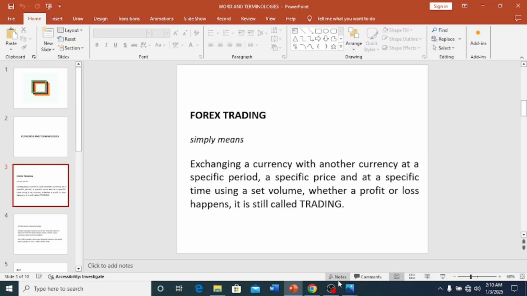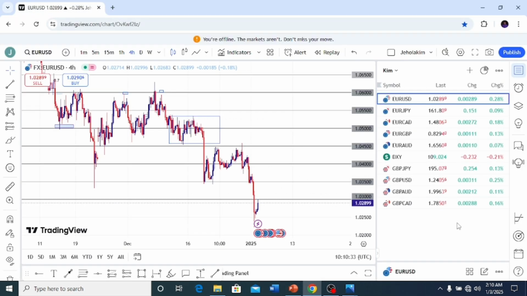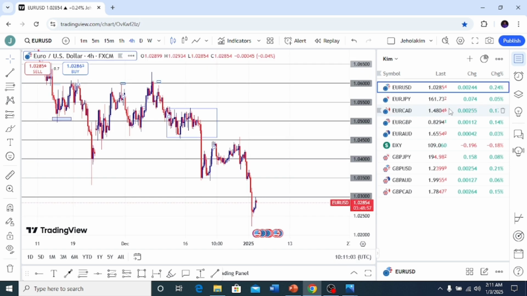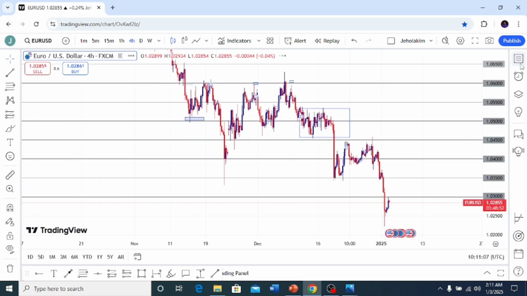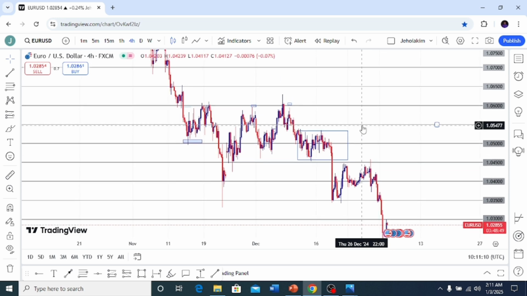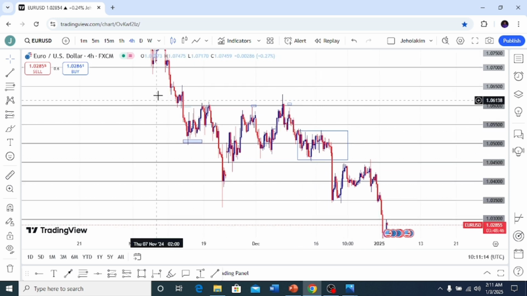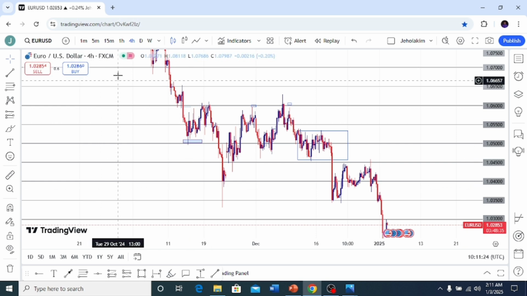Now, let me go to my trading view. Let me show you what it means to exchange a currency with another currency. So let's look at the most popular and common traded pair, Euro USD. So what it means by exchanging a currency with another currency. Now let's look at Euro. We all know that Euro is a country's currency and USD is also a country's currency. So what I said there is exchanging a currency against a currency. Now I will go deeper when I'm talking about currency pairs. I'll talk to you about what are quote pairs and what are base pairs. For now, just know that we are exchanging a currency with another currency.